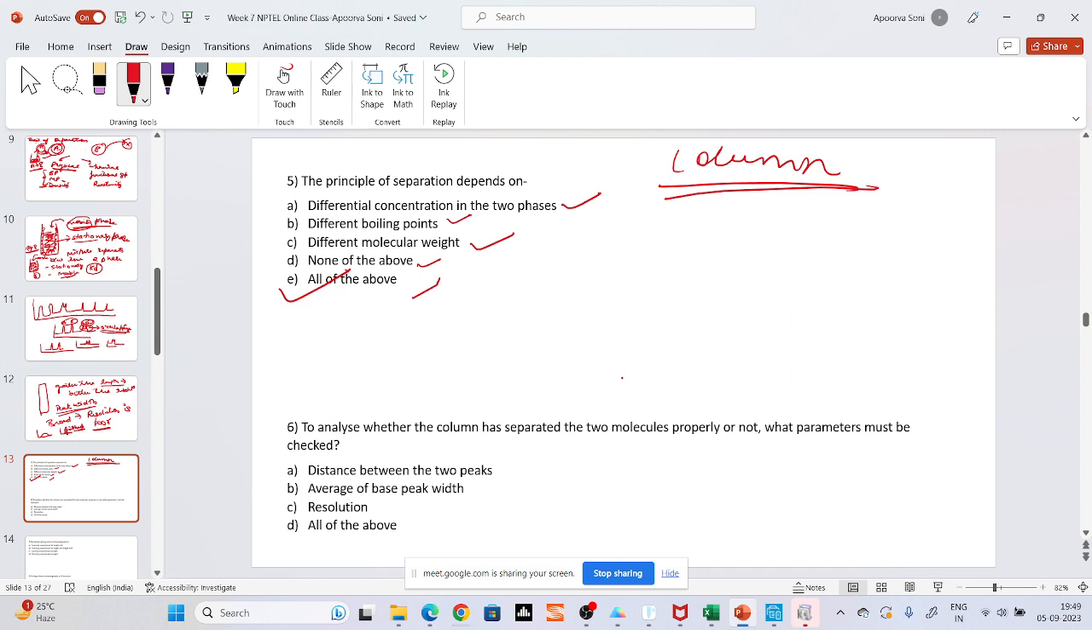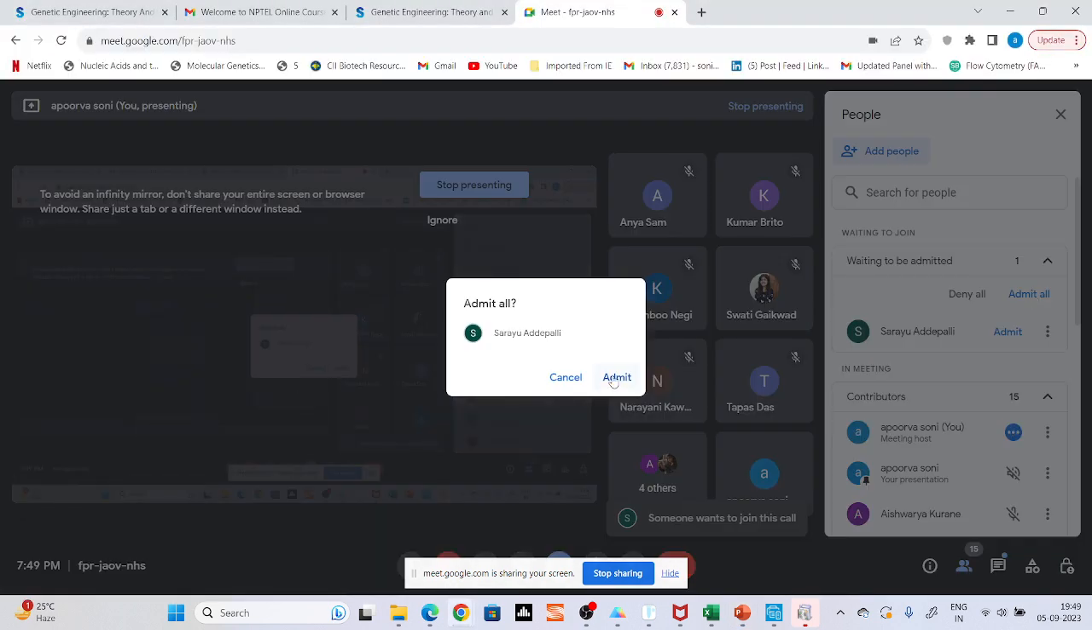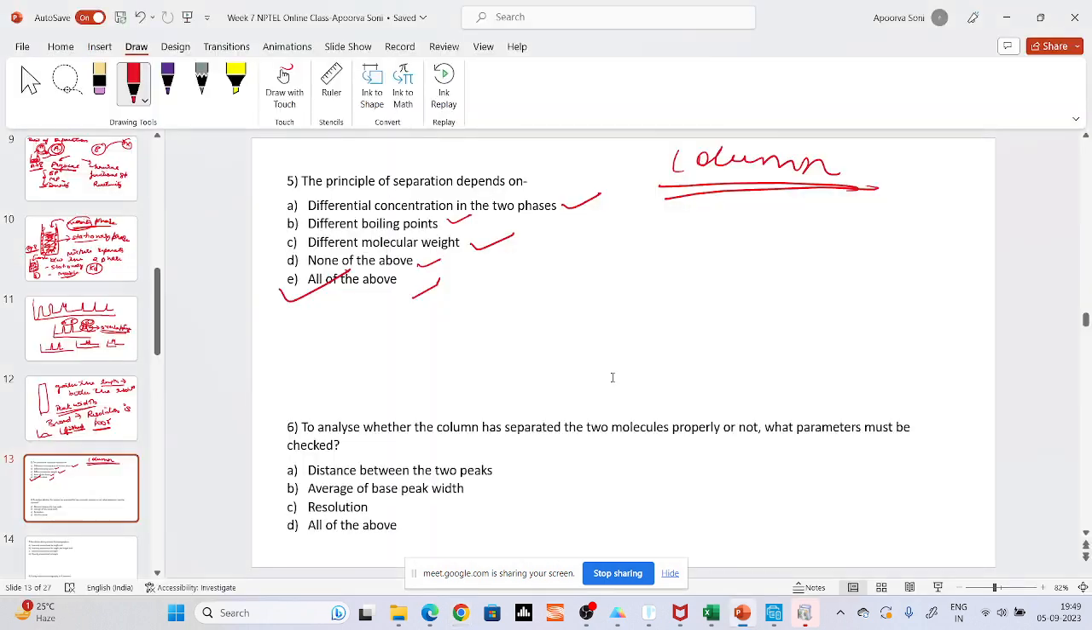Now the next question is, to analyze whether the column has separated the two molecules properly or not, what parameters must be checked? Distance between the two peaks, average of base peak width, resolution, or all of the above? B. Just a minute. Yeah, what are you saying? B. B. Okay.